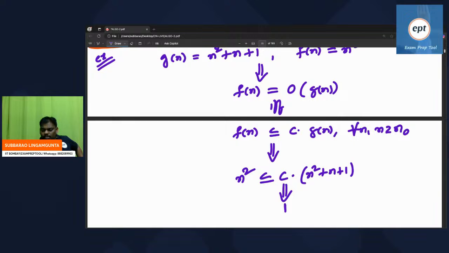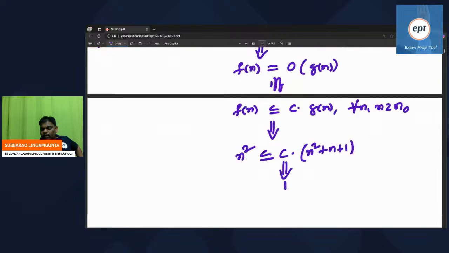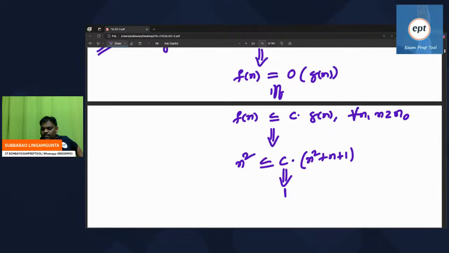But remember, C should be greater than 0. Greater than 0, you can take anything, so I can take 1 also. So big O notation is saying that the right should be greater. Please try to understand. Right should be greater, and it is already greater.